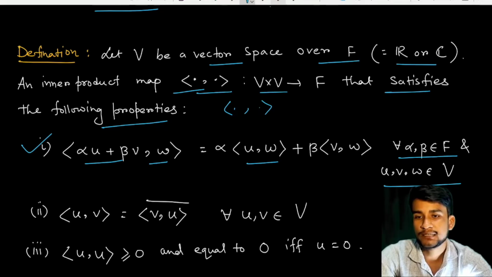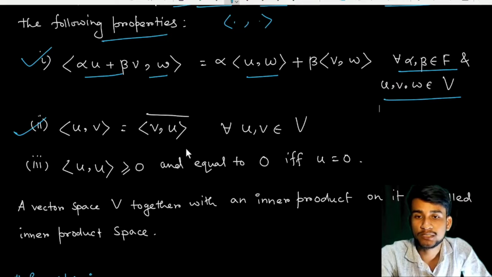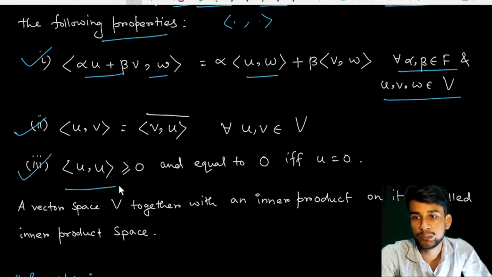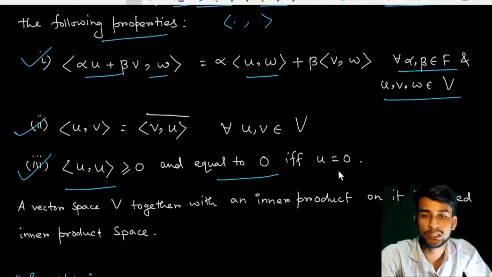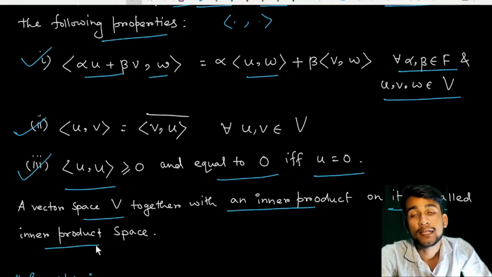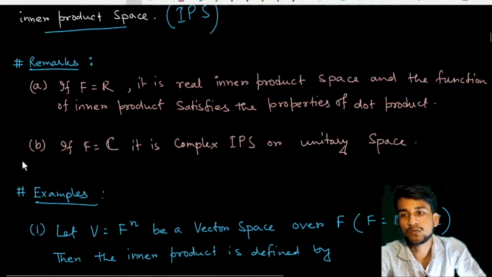The second property is the inner product of u and v equals the complex conjugate of the inner product of v and u. Since this is a general vector space, the vectors may belong to the complex numbers C, so that's why we take the complex conjugate here. Number three is the inner product of u and u is greater than or equal to 0, and equal to 0 if and only if u equals 0. So if a function from V cross V to F satisfies these three properties, then the vector space V together with this inner product on it is called an inner product space, or IPS.